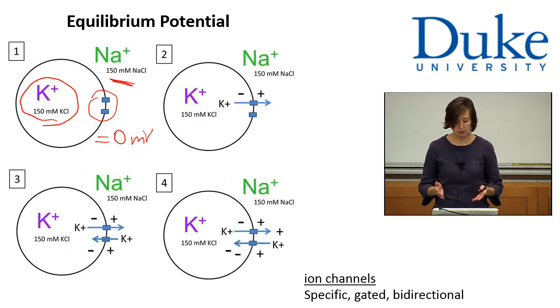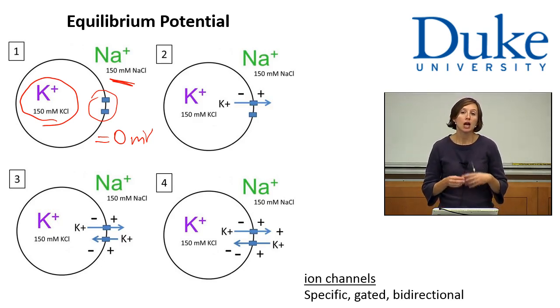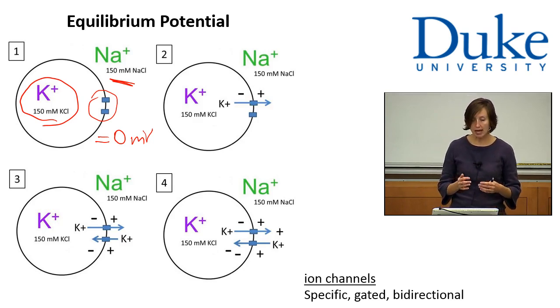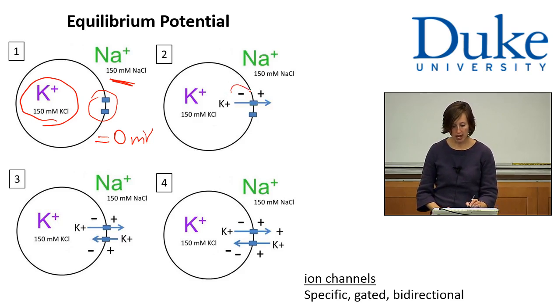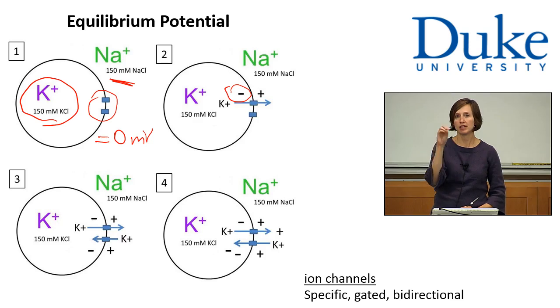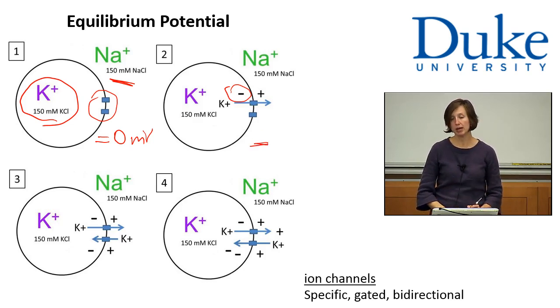So in step 2, that's what's happening. We are opening a potassium channel, and as we do that, we've got no electrical gradient, and we have a very large chemical gradient for potassium. And so potassium is going to leave the cell. As soon as one potassium leaves, then all of a sudden we've got an excess of negative charge on the inside of the cell versus the outside, and we've got a negative membrane potential.